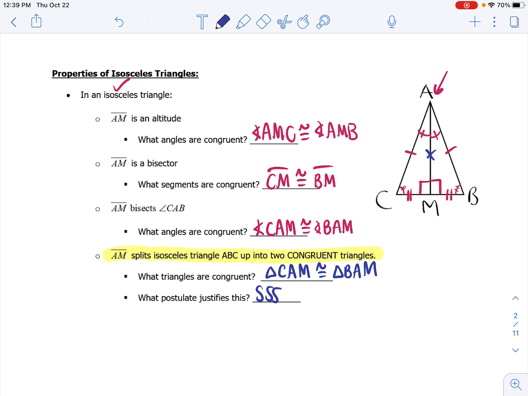And the theorem that justifies this, we could use them all. We could use side, side, side, side, angle, side, angle, side, angle. We could use angle, angle, side. We could use RHL. We could use them all because if you recognize we have this isosceles triangle with that altitude drawn, we have the reflexive side, congruent angles, congruent sides. Any postulate could justify these two triangles congruent: triangle CAM and triangle BAM.